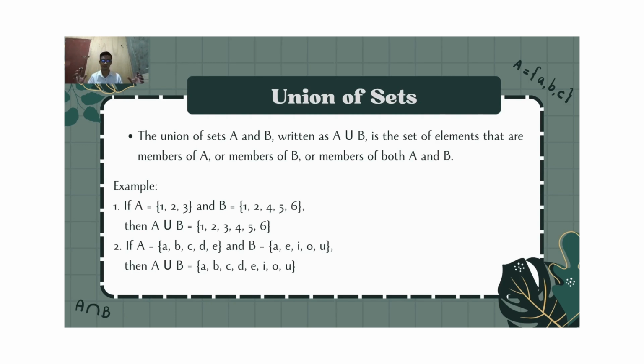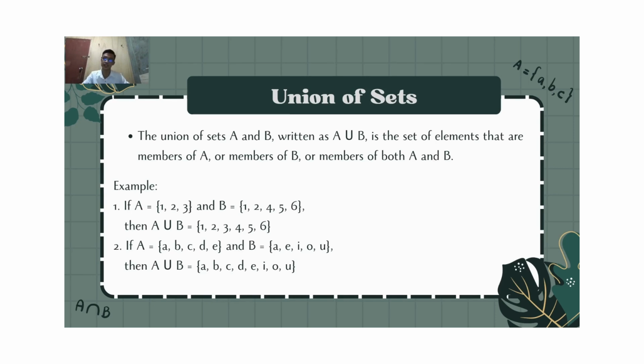We are just putting it all together. Again, the union of sets A and B, written as A union B, is the set of elements that are members of A and B, pinagsama. Okay po? I hope you understand.